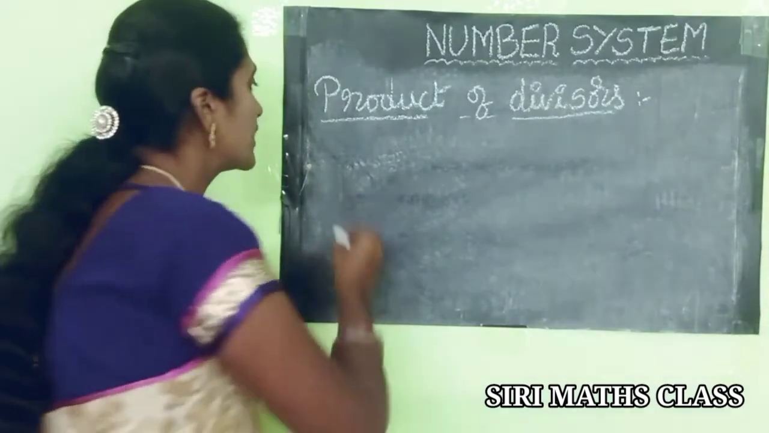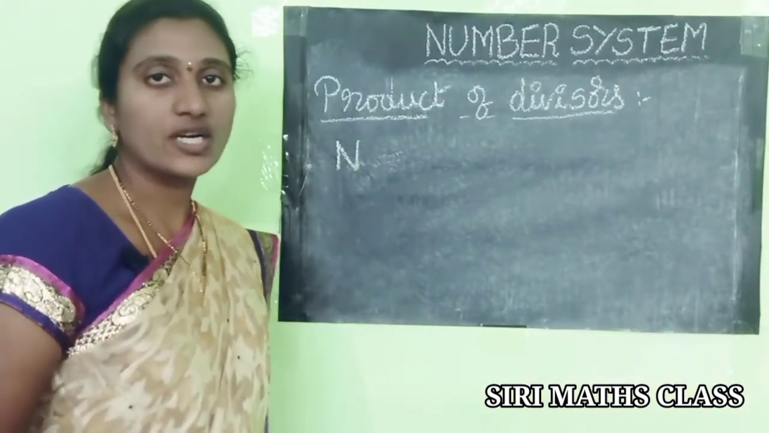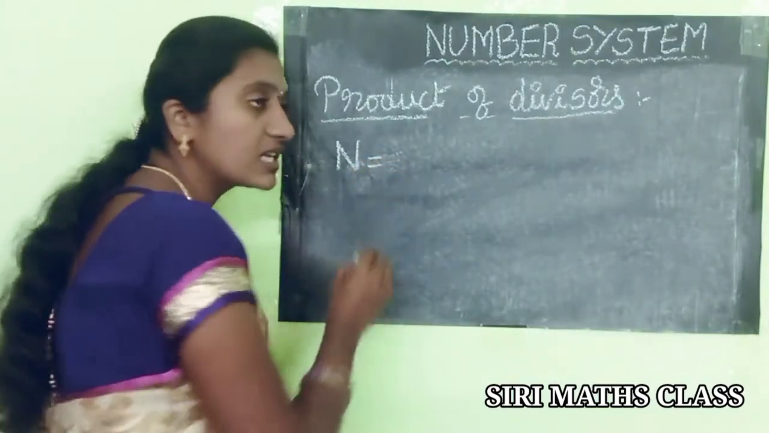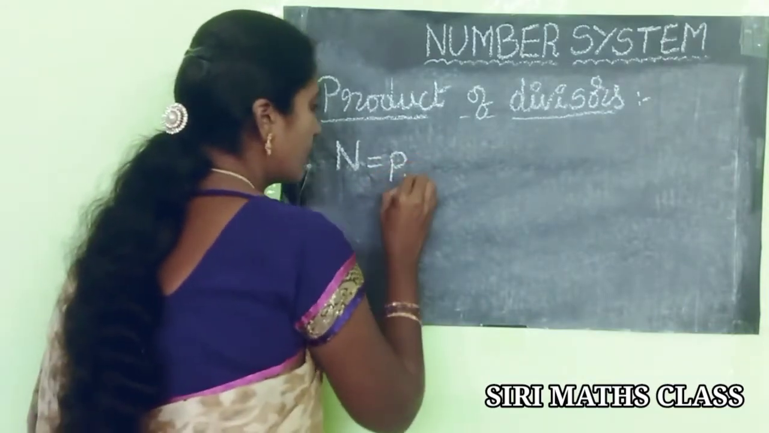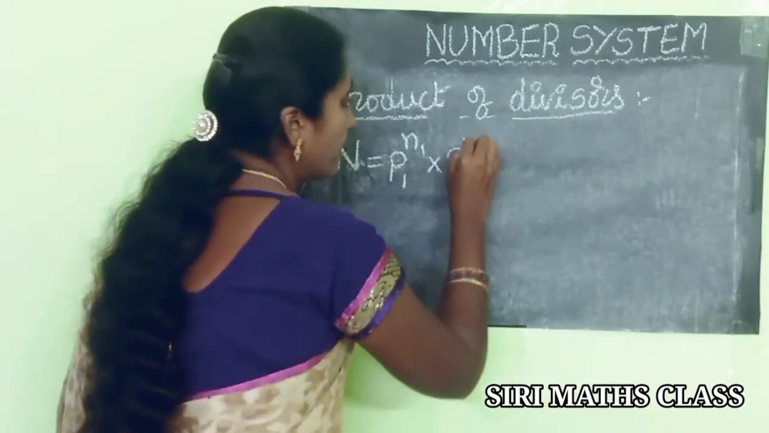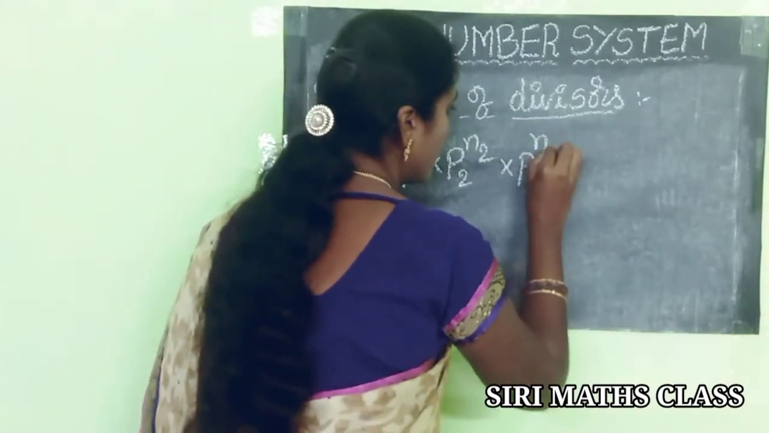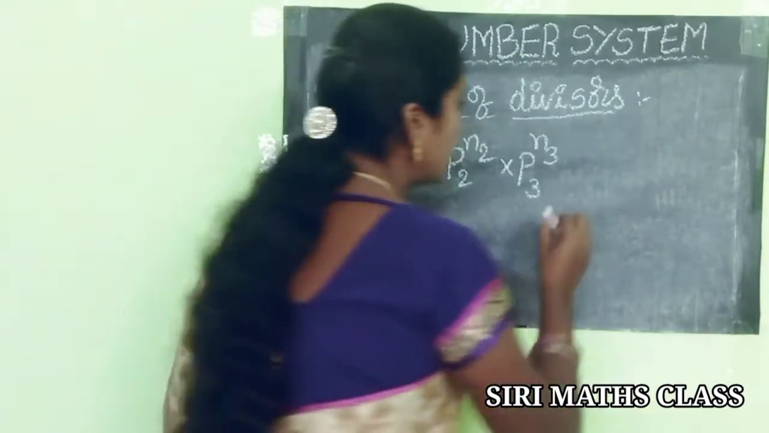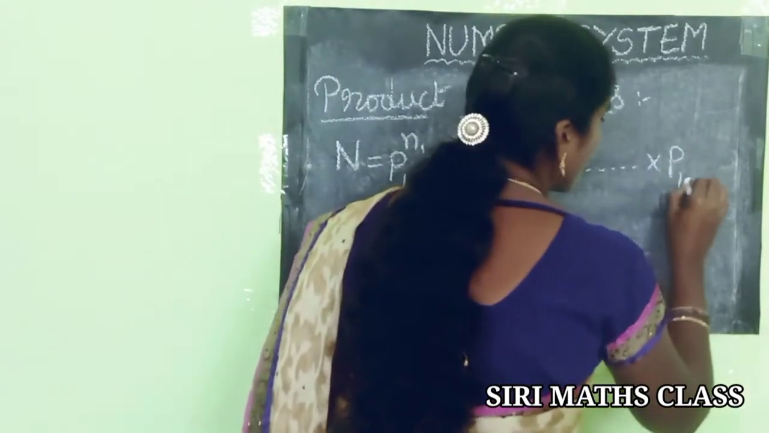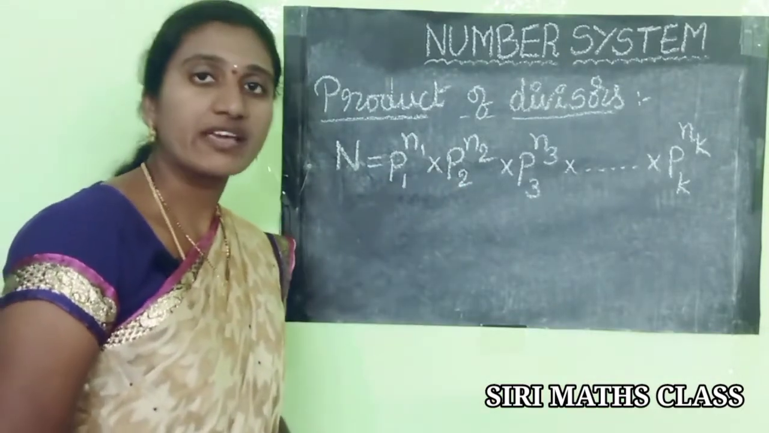Natural numbers are all the counting numbers 1, 2, 3 and so on, denoted by capital letter N. The standard form of N is P1 to the power of N1 into P2 to the power of N2 into P3 to the power of N3 and so on into Pk to the power of Nk. This is the standard form of a given natural number.